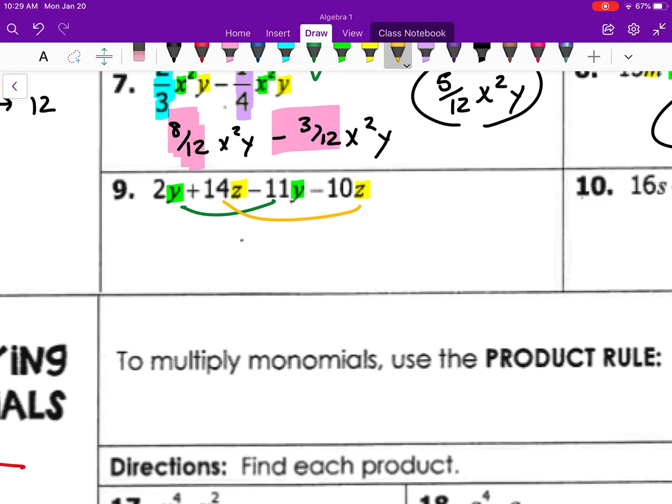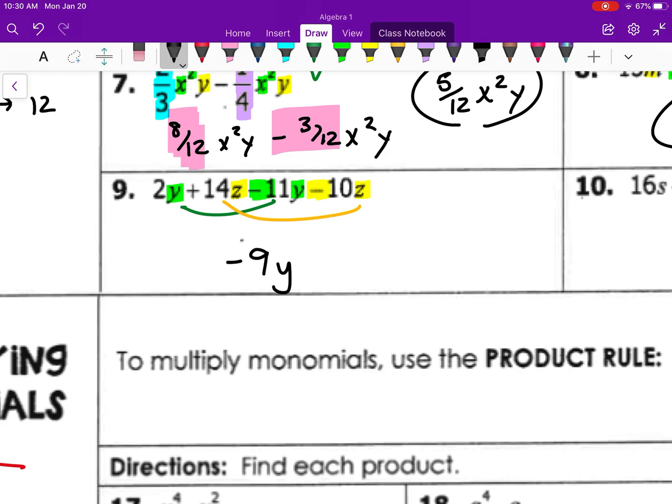When combining them, just look at the symbol that's in front of your second one to know what to do with the numbers you see. So for the y's, I see the minus in front of 11, so I do subtract 11. I'm starting with 2. 2 minus 11 is negative 9. And what I subtracted was y's, so it would be negative 9y.